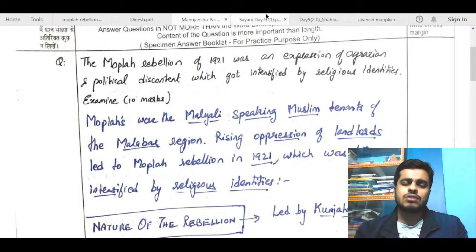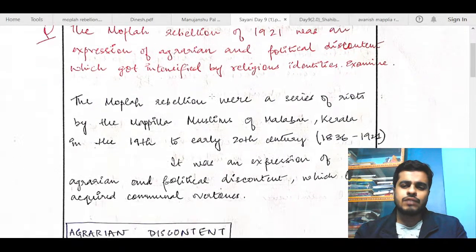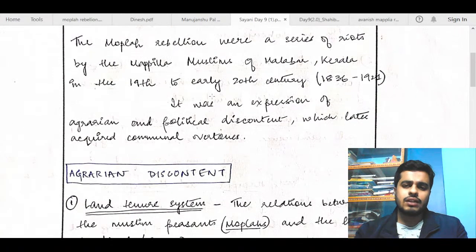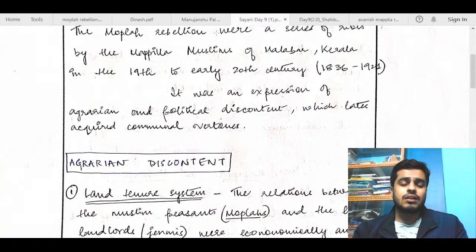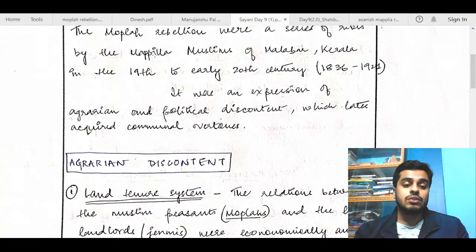Next, we move to the next copy. The Moplah Rebellion was a series of riots by the Mapila Muslims of Malabar, Kerala in the 19th. So this was basically a series of revolts, but this question is talking about the 1921-22 rebellion. So you can just stick to 1921-22, and other than mentioning the region of the revolt, you can talk about the main characters of the revolt, like the Muslim peasants and the Hindu landlords.